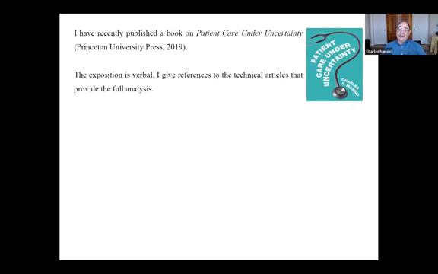Okay, just finally on this background, I've written lots of stuff about this in the medical public health context over the past 10 years. And of course, I have to give a plug for my book on patient care under uncertainty, which Princeton University Press published back last fall. And this is a book that's verbal. It's not a technical book. I was trying to reach out to a broader audience. And it of course refers to all the technical articles that are underneath.